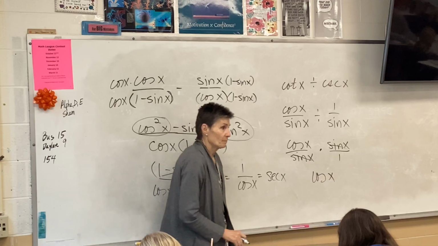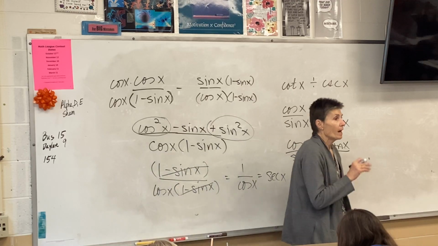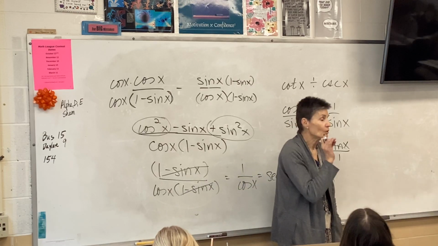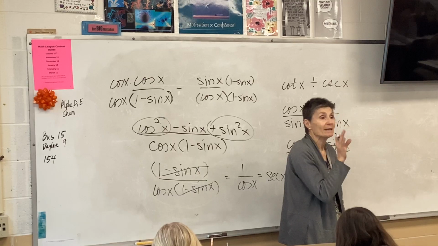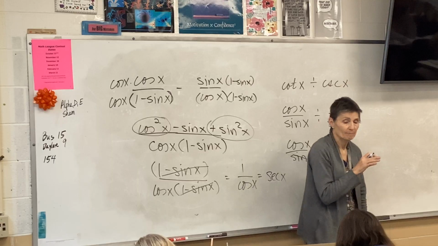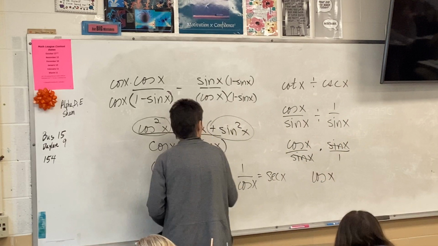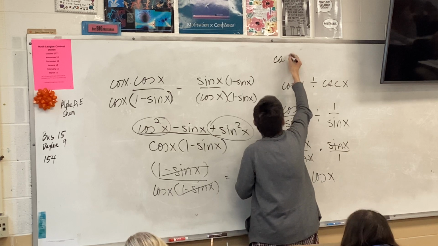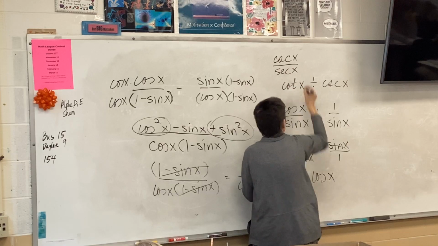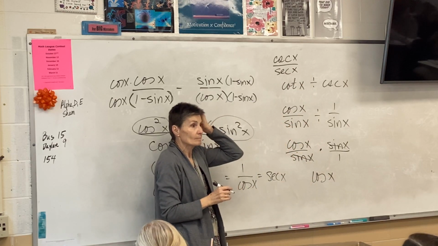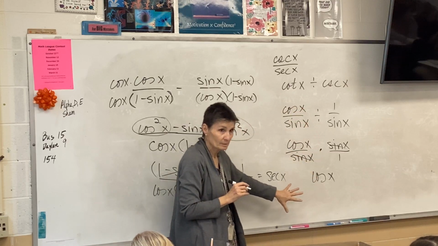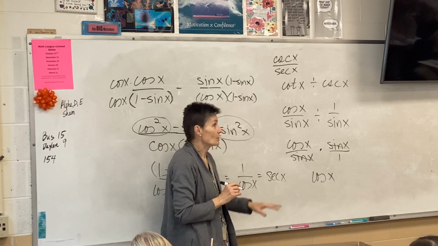Number 5. Now, first of all, I have used theta. If you don't like that, or you don't want to write that, make it an X. It's perfectly okay to change the theta into an X. So your problem looks like cosecant X divided by secant X. Alrighty? Now, using the one we just did as a model, see if you can get started.